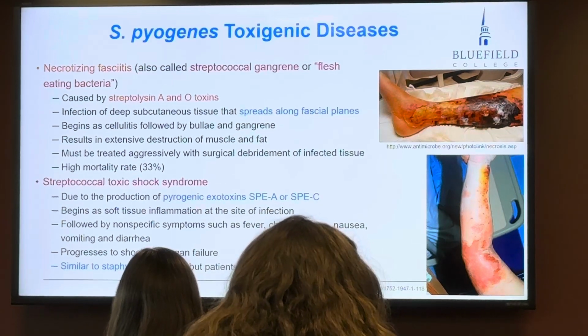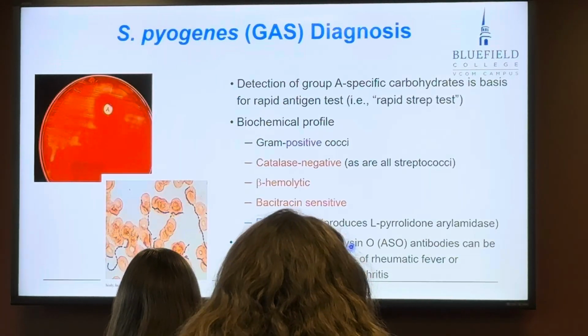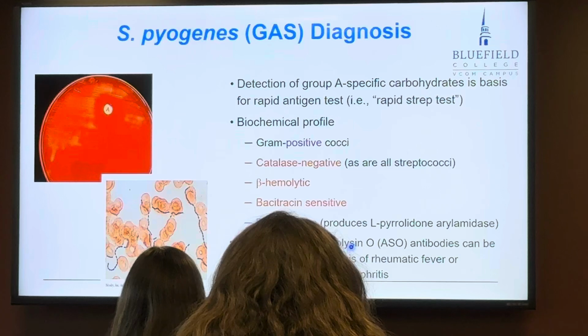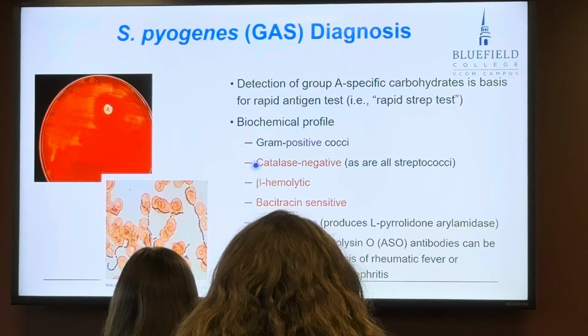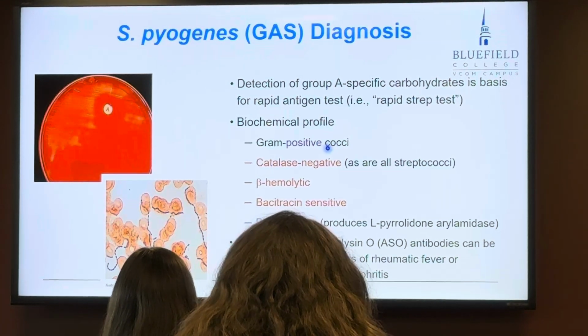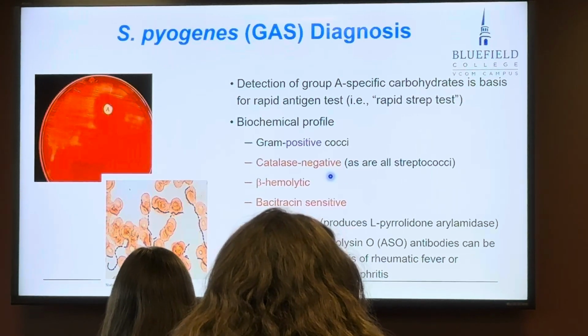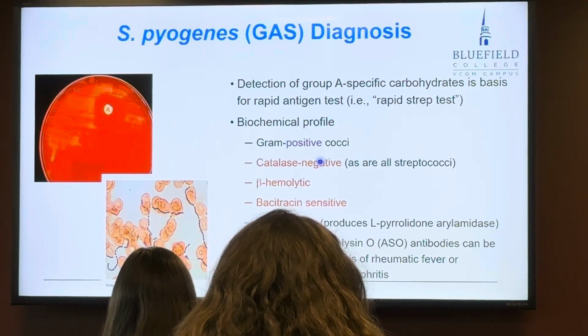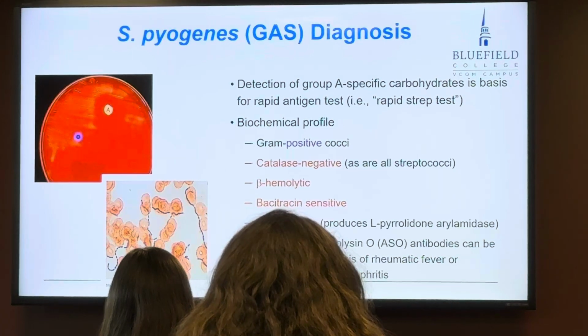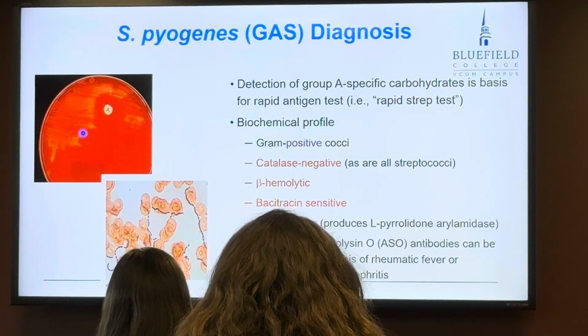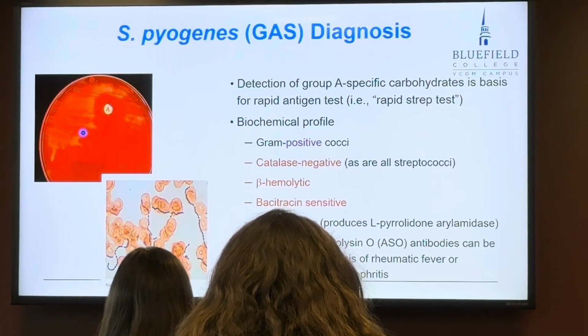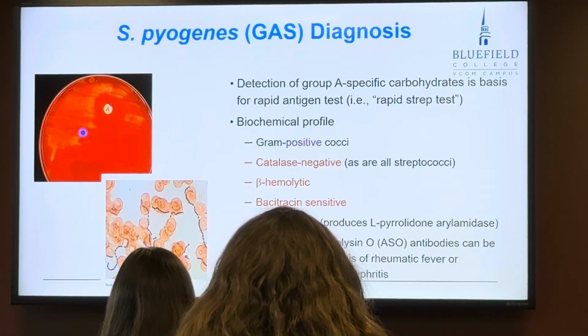Okay. All right. Diagnosis of this. So going back to how do you identify it? So you do your gram stain. You've got your gram-positive coccus. That is catalase negative, so we know it has to be a strep, but which strep is it? It's going to be beta hemolytic, and so this is the major beta hemolytic. It's not the only one, but it's just because of the amount of disease that's caused.